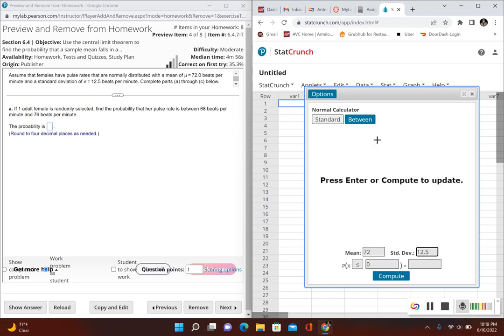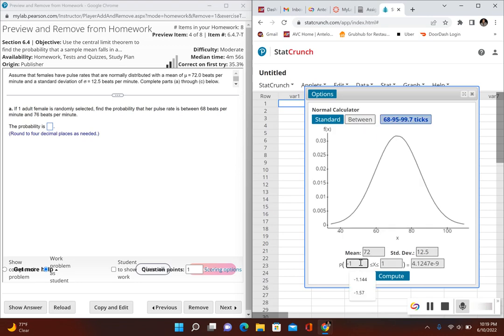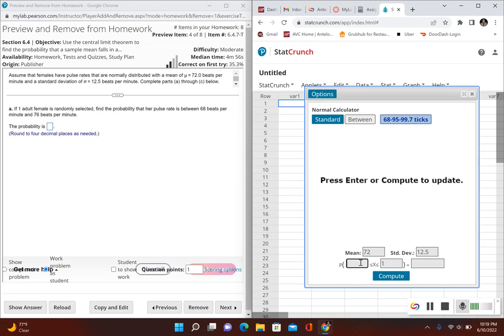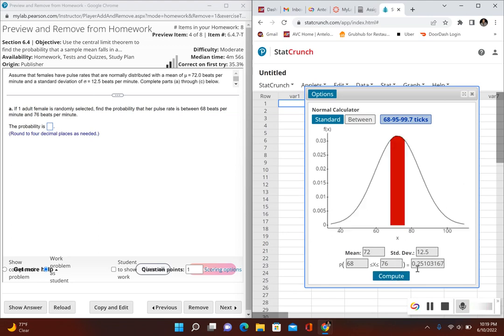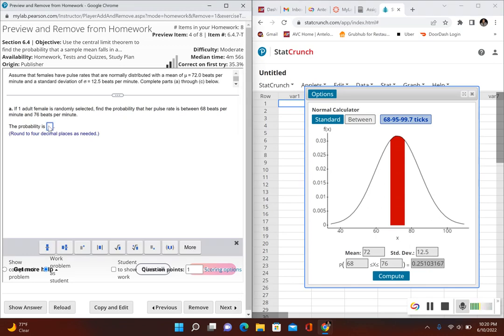And now since we're trying to find the probability that it's in between two certain values, I'm going to click on between. And then let's put the values that were given to us. We have 68 as the lower bound and then 76 as the upper bound. We're trying to find the probability that if we selected one female, that her pulse rate is between 68 and 76. So let's go ahead and click on compute. And now this gives us the probability. Rounded to 4 decimal places, we have 0.2510.